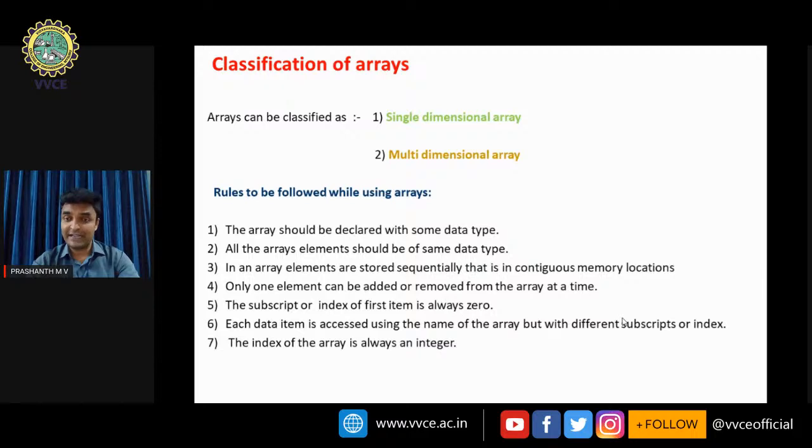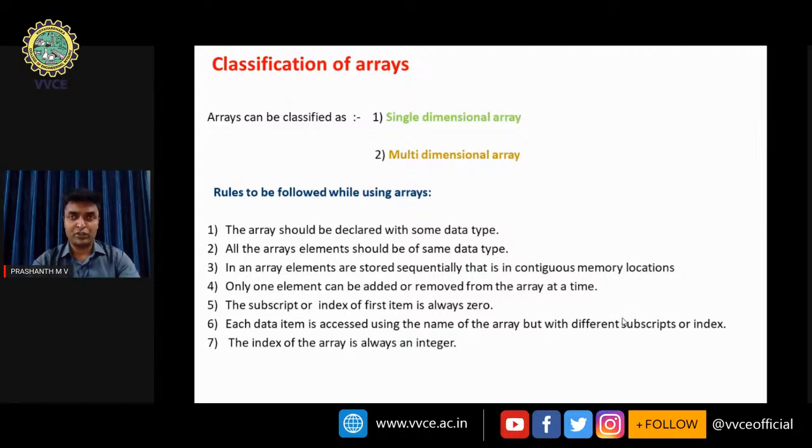But once you declare the array, the values will be stored from 0 to n minus 1, like that. Only one element can be added or removed from the array at a time. You can't delete all the elements at a time. You need to delete one by one. As I told already, the subscript or the index of the first item will always be 0. That means it will start from 0 itself.